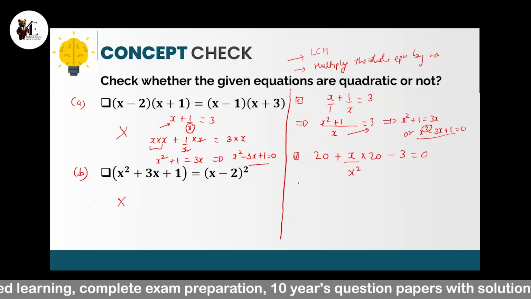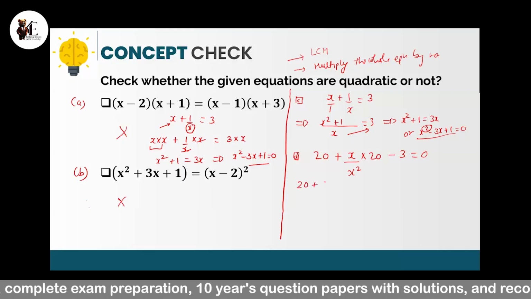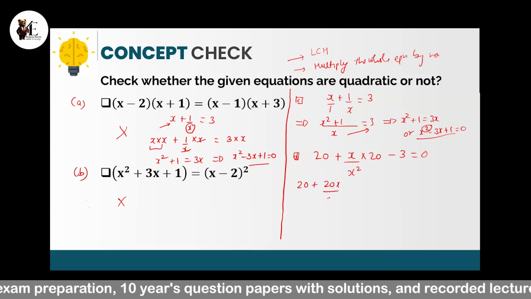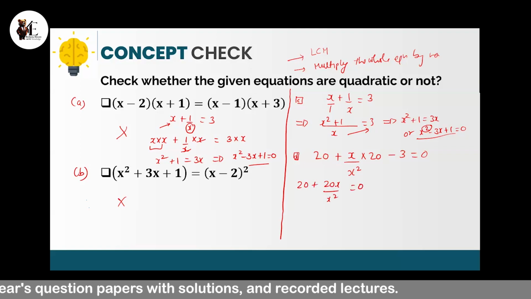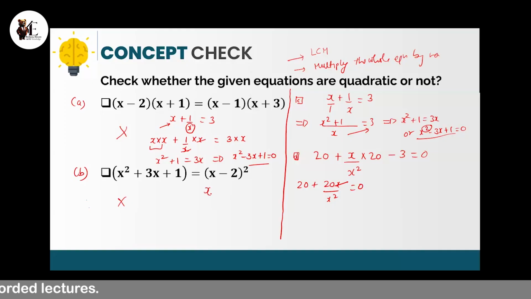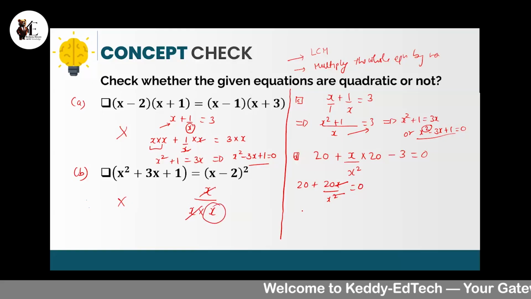The second equation, so 20 plus 20x over x square is equals to 0. So you can cancel out 1x because there is an x in the numerator and the x square in the denominator. So I'm writing on the left hand side. If I write this x square as x into x, so 1x will be cancelled out. We have only 1x there. So 20 plus 20 over x is equals to 0.